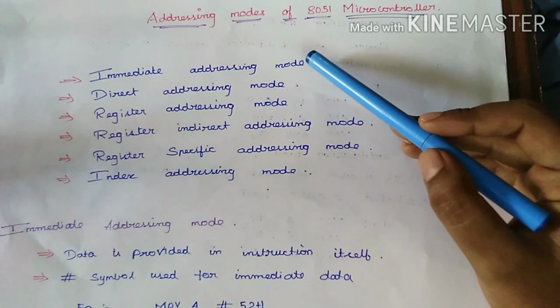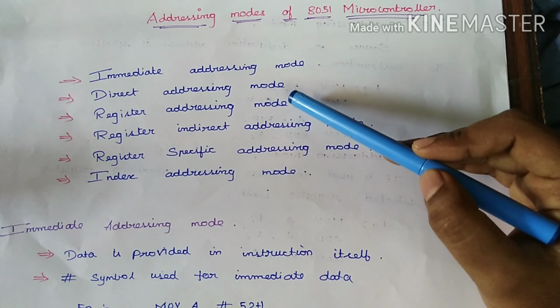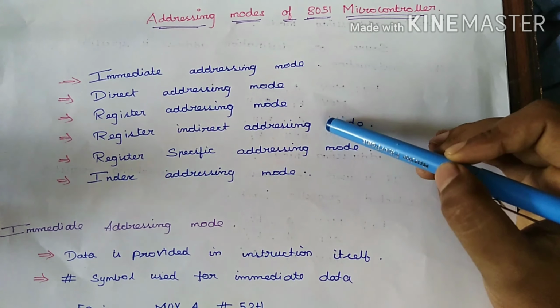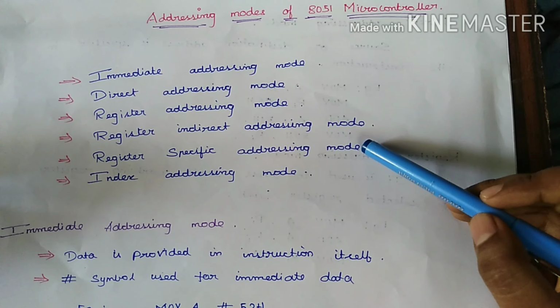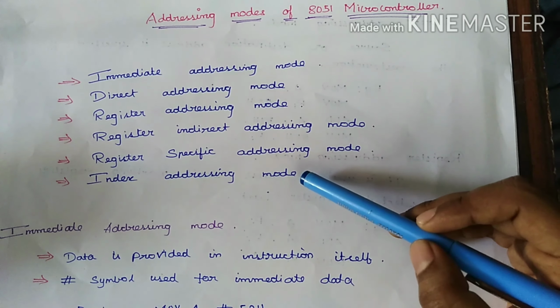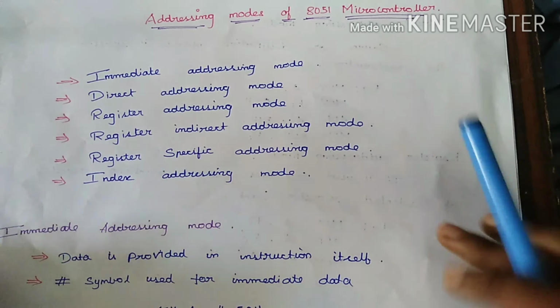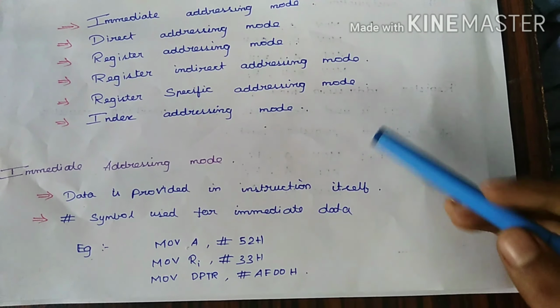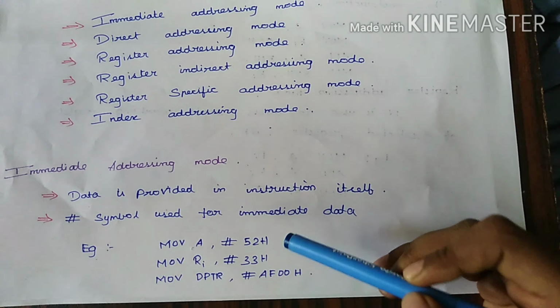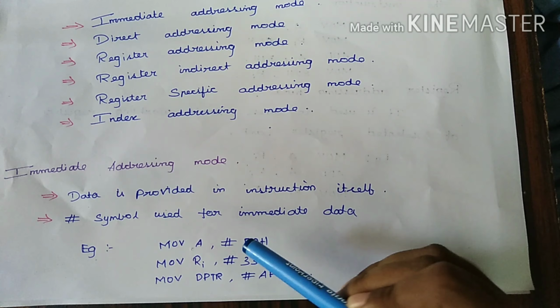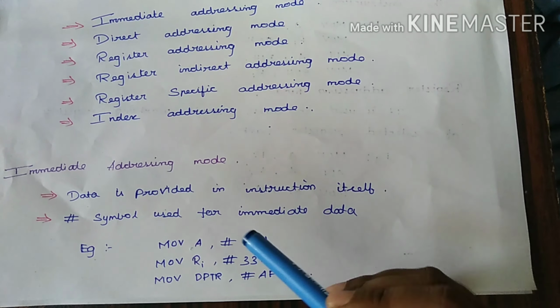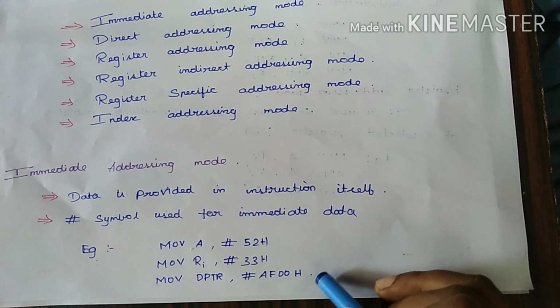They are immediate addressing mode, direct addressing mode, register addressing mode, register indirect addressing mode, register specific addressing mode, and the last one is index addressing mode. Immediate addressing mode: as the name suggests, we give the data immediately in the instruction itself. Here are the examples of these.